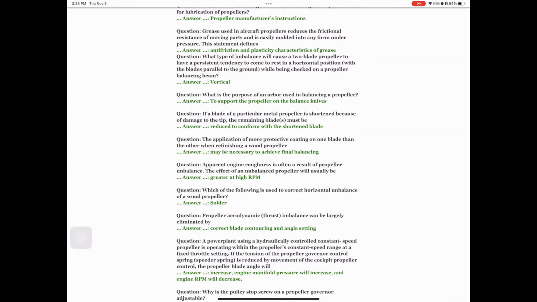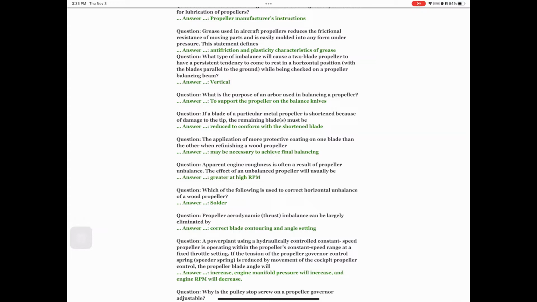Question. If a blade of a particular metal propeller is shortened because of damage to the tip, the remaining blades must be: Answer. Reduced to conform with the shortened blade. Question. The application of more protective coating on one blade than the other when refinishing a wood propeller: Answer. May be necessary to achieve final balancing.